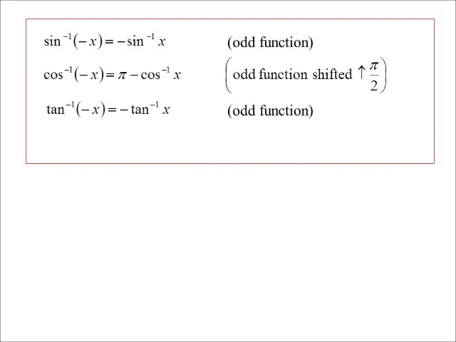And inverse tan is also an odd function. So inverse tan of minus x is minus inverse tan of x. Basically, all three are sort of odd functions. I mean, inverse cos is not, but it's been shifted up a bit.